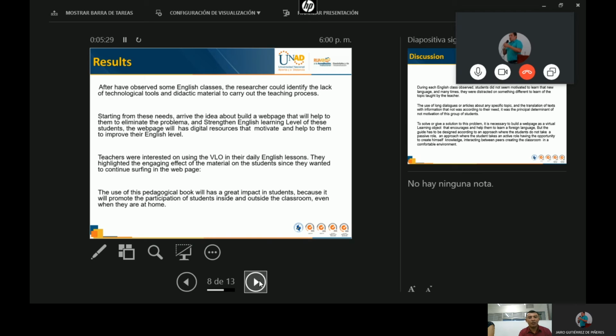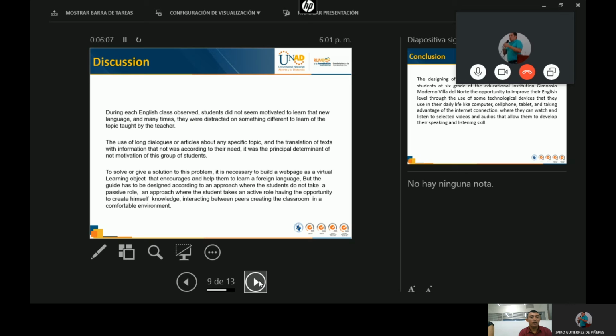Teachers were interested in using the virtual learning object in their daily English lessons. They highlighted the engaging effect of the material on the students, so they want to continue surfing the web page. The use of this pedagogical tool will have a great impact on students because it will promote the participation of the students inside and outside the classroom, even when they are at home.